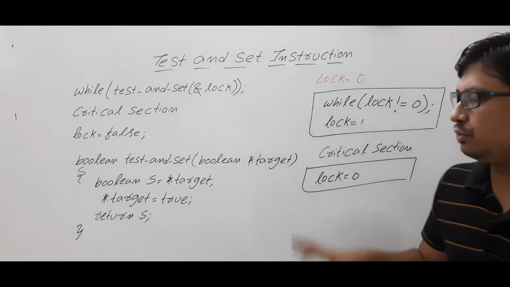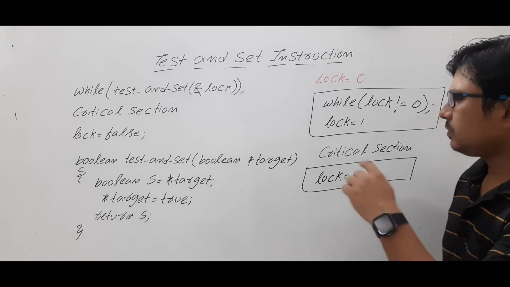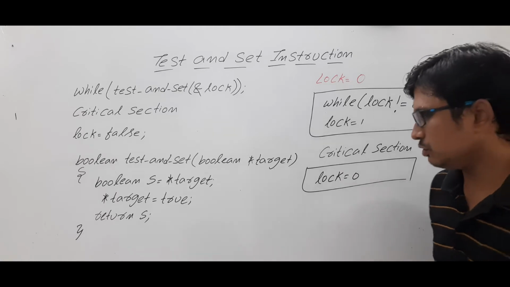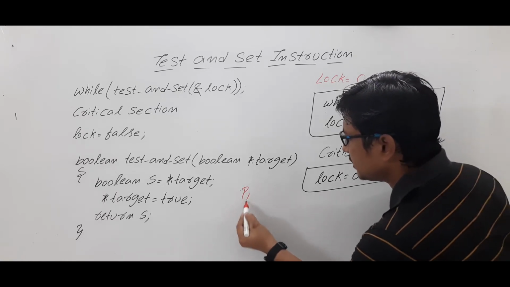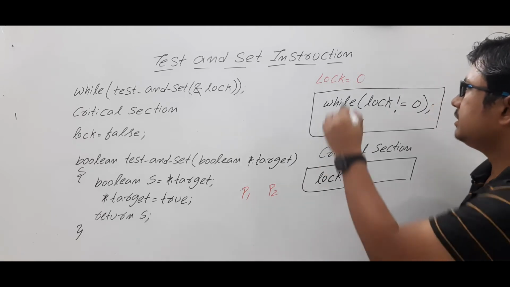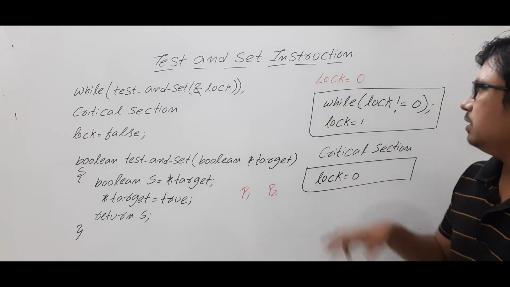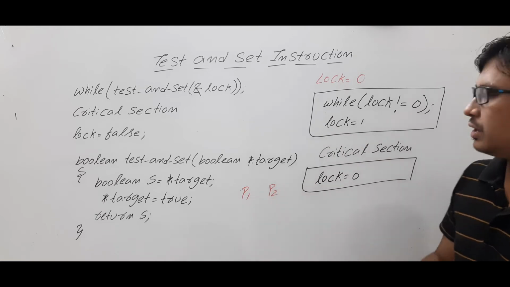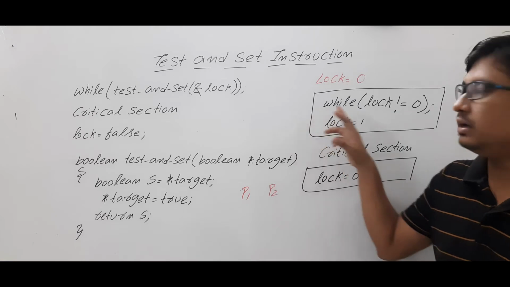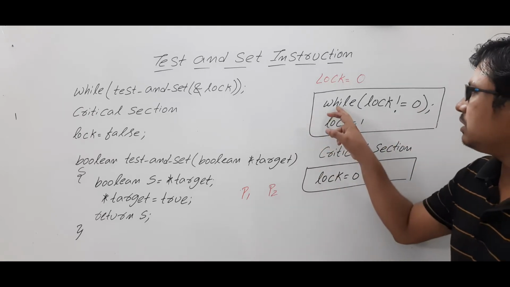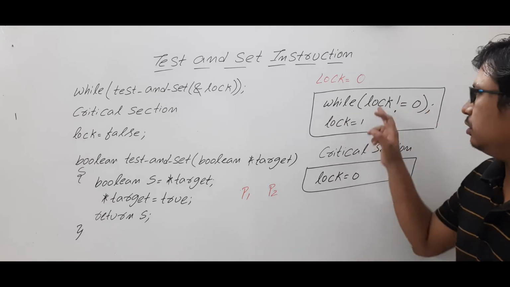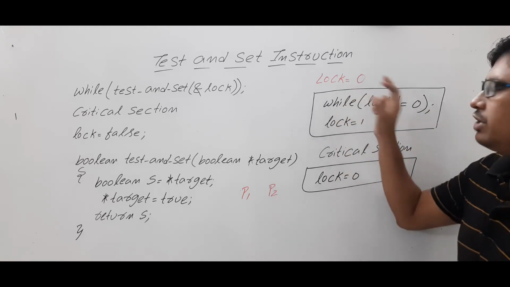Now look at how it will work. The lock variable can work for more than two processes also, but for better understanding, let me take only two processes, P1 and P2. Initially the lock variable is equal to 0. Process P1 wants to enter the critical section. Then first it has to execute the entry section, so it will check the condition while lock not equal to 0. What is the lock variable? The lock variable is equal to 0.